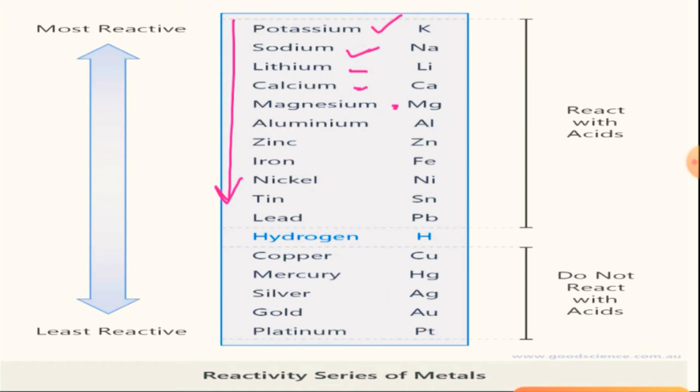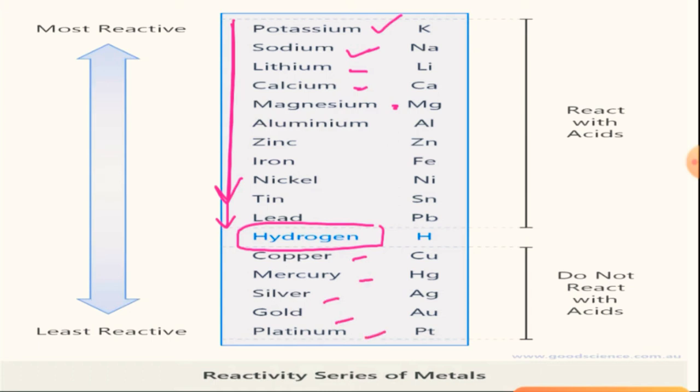Here we are observing that hydrogen is coming under lead. That means this hydrogen is less reactive than all of these metals: potassium, sodium, lithium, calcium, magnesium, aluminium, zinc, iron, nickel, tin, lead. All of these metals are more reactive than hydrogen. And the metals which are less reactive than hydrogen are copper, mercury, silver, gold, platinum. All these metals are less reactive than hydrogen.